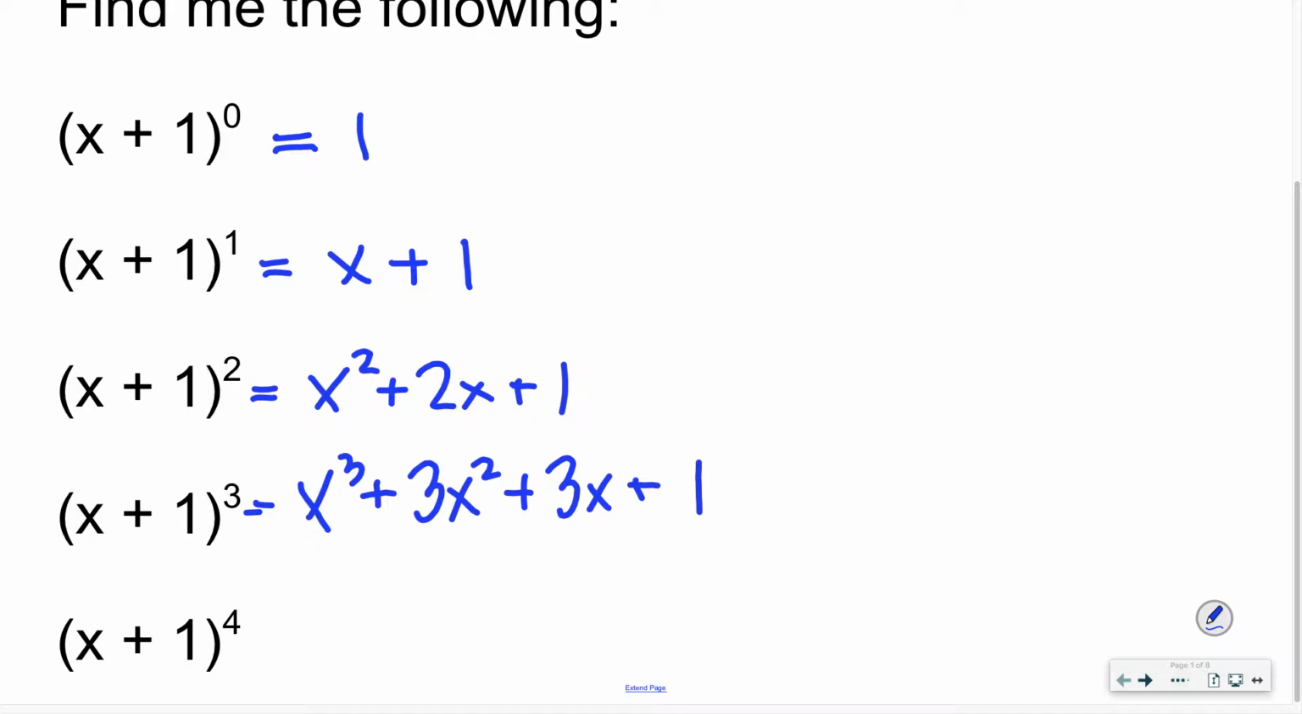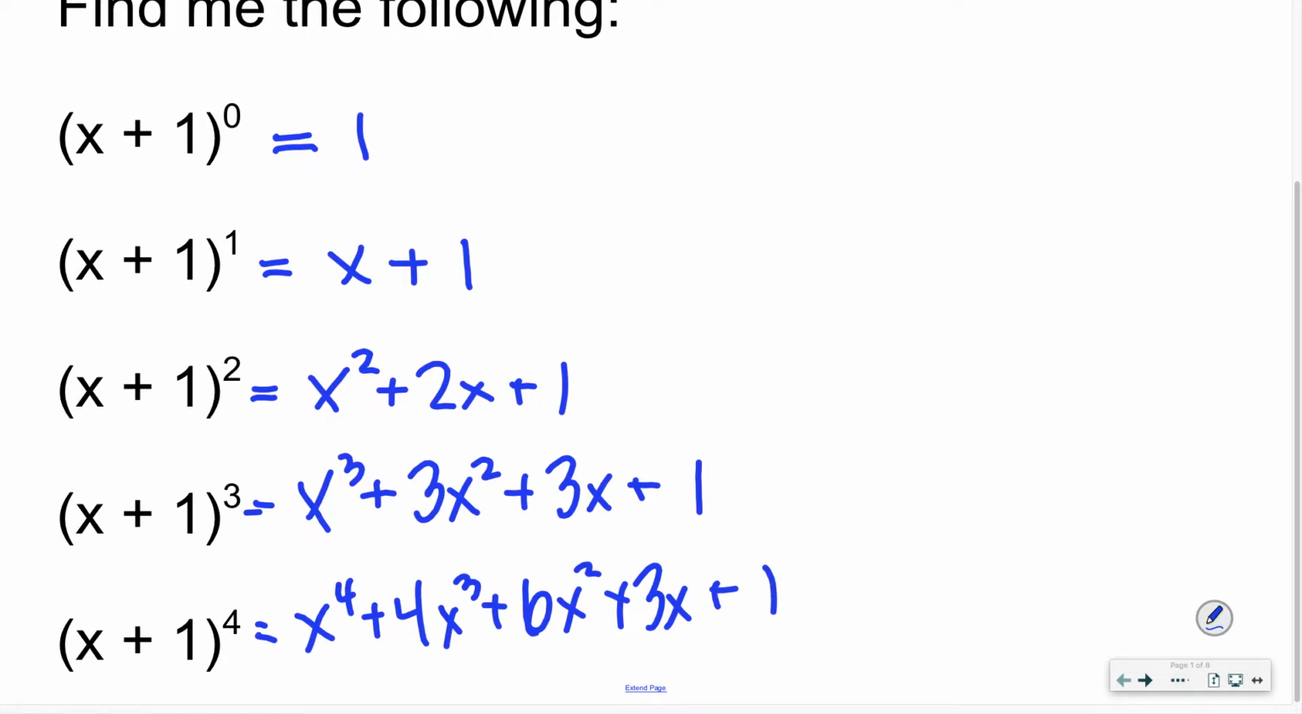And if we take that times x plus 1 for x plus 1 to the 4th, Kelly, what do we get? X to the 4th plus 4x to the 3rd plus 6x to the 2nd plus 3x plus 1. But did you say 3x right here? 4x. Oh, okay. That's plus. I think I'm a little off here. Okay.